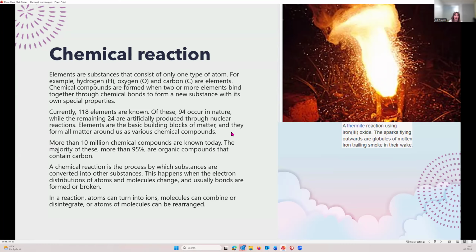And these are basic building blocks of matter. And these, of course, then form various chemical compounds, which are 10 million that we know today. So these, of course, are formed through chemical reactions. When the elements react with each other, they form the compounds. And the compounds are what everything is made of, basically. Very rarely is it only a single element forming something that we use or what we are.